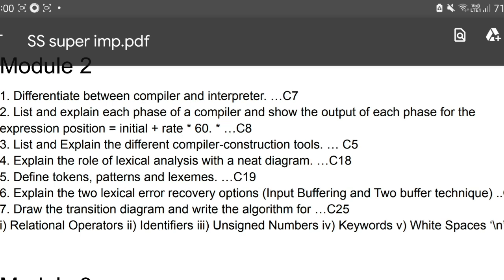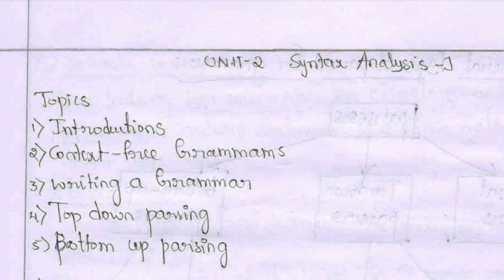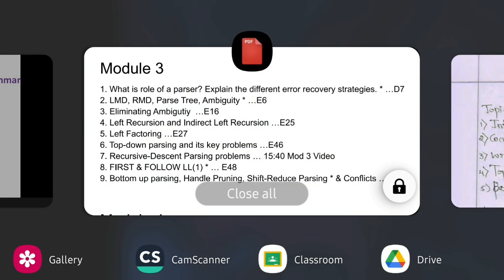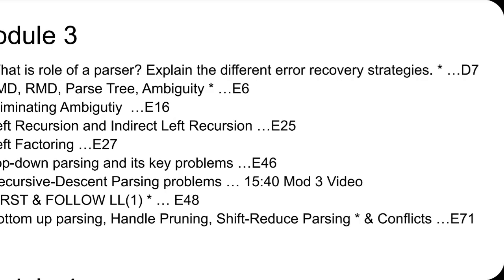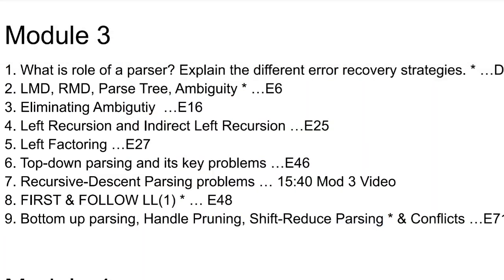Let's move on to module 3. Coming to module 3, we have mainly the problem types. So very few theory concepts are there, but whatever the theory concepts are there, let's discuss them. The theory concepts are: what is the role of a parser, and explain the different error recovery strategies. Okay, so let's see what the solution for that is. It's present on page number 7.